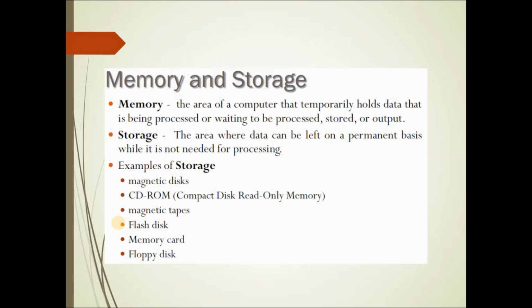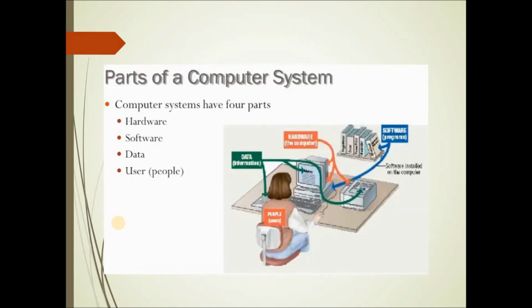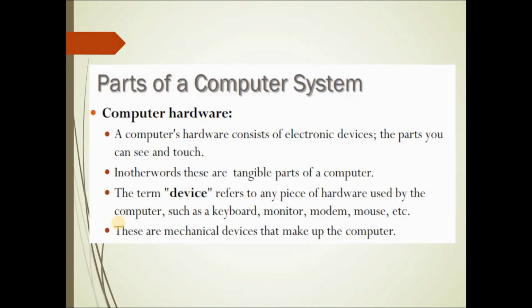Okay, parts of a computer system. So what are there? Hardware, software, data, user. These are the parts of the computer system, right? Now computer hardware. What about the computer hardware? Computer hardware is the devices that we can see, that are tangible, that we can touch. They are known as the hardware. Every computer part, you can say, right?